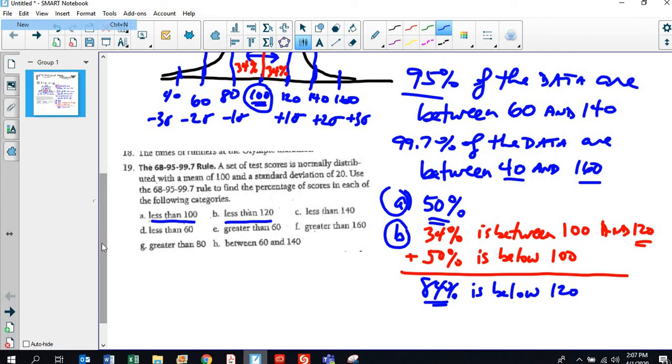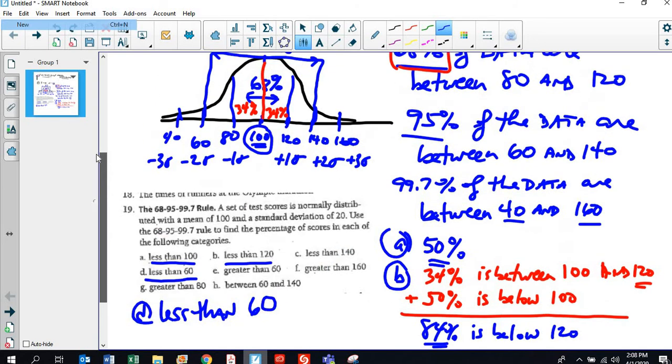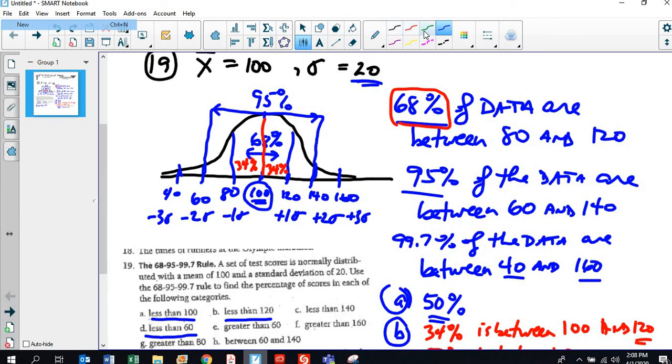Let's jump to letter D, less than 60. Well, where are you if you're less than 60? If you're less than 60, then where are you? You're in this area right here. I'll color it a different color. I'll call it green. All right, so you're over here.